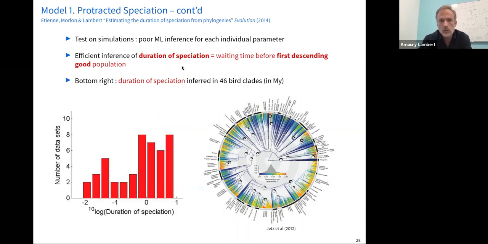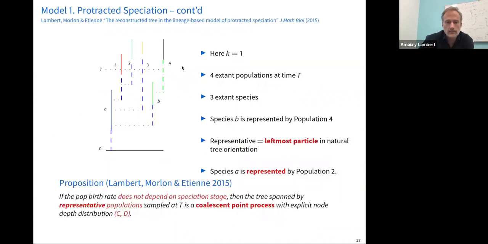So what's the duration of speciation in this framework? It's the waiting time until an incipient species has a good population in its descendants. So for example, if I go back to the previous slide, you see that the time at which the population B arises is the time it took for speciation to occur.